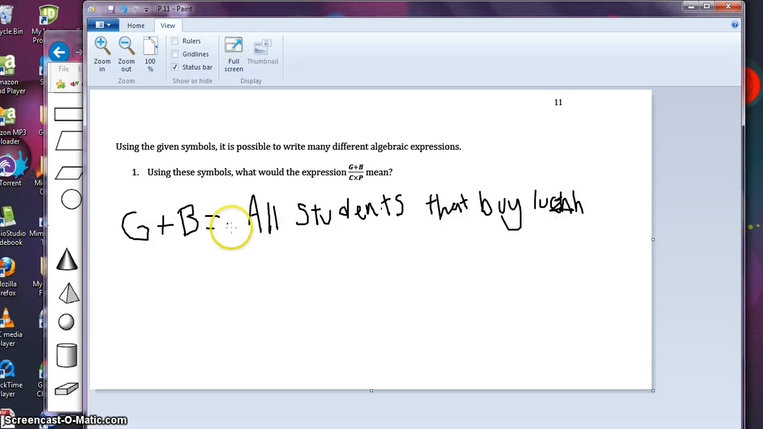All right, so G plus B is all the students that buy lunch, because we know that we combine whatever G and B is. Well, the next part, the bottom part, says we do C times B. We're taking groups of C times the number of groups of B. Well, we have to figure out what those groups are.